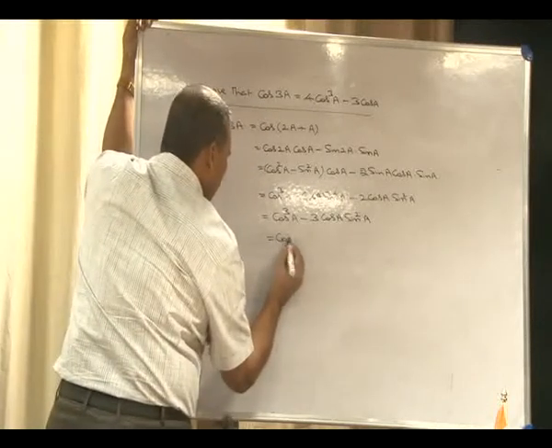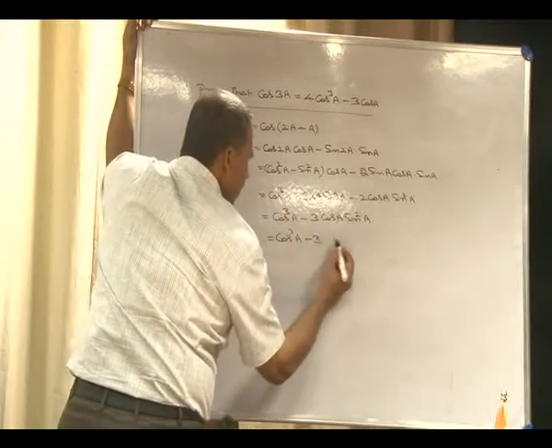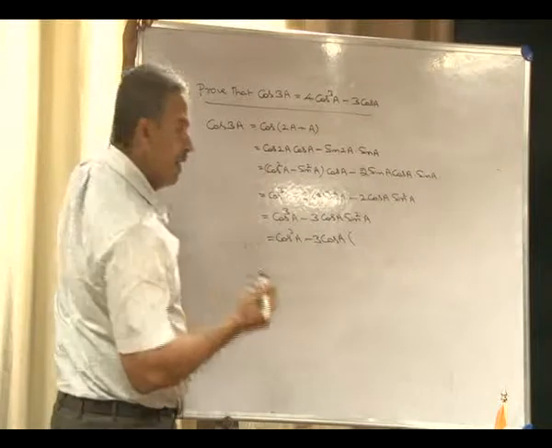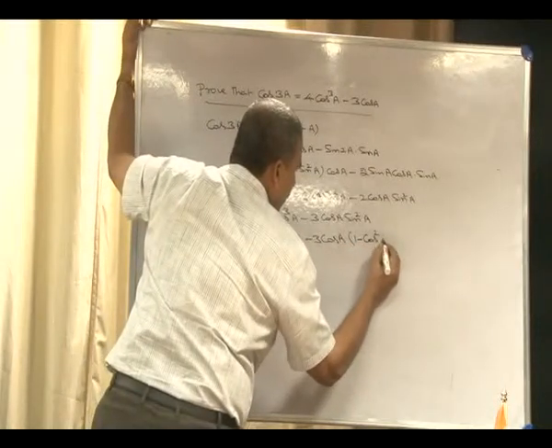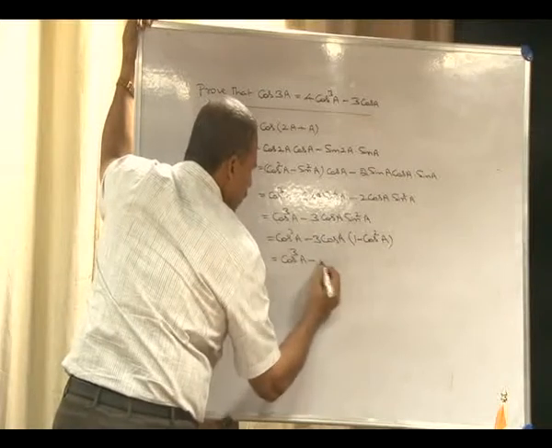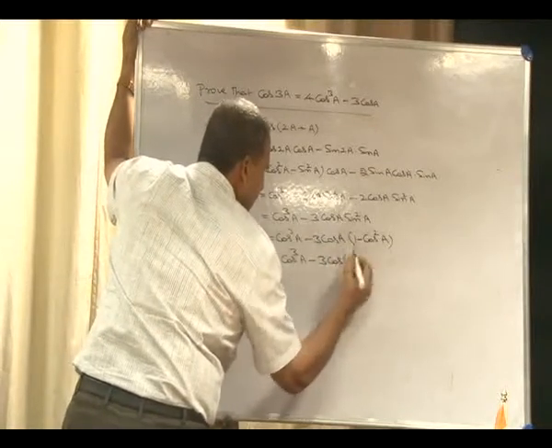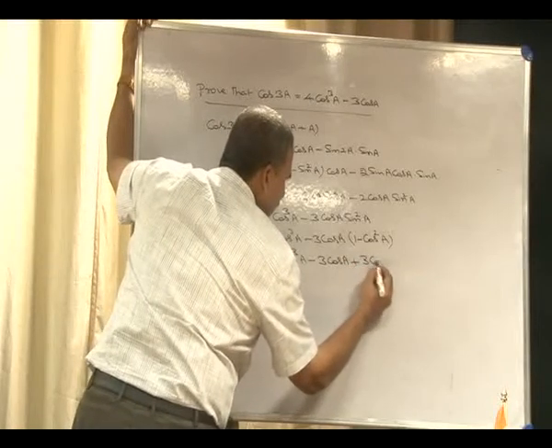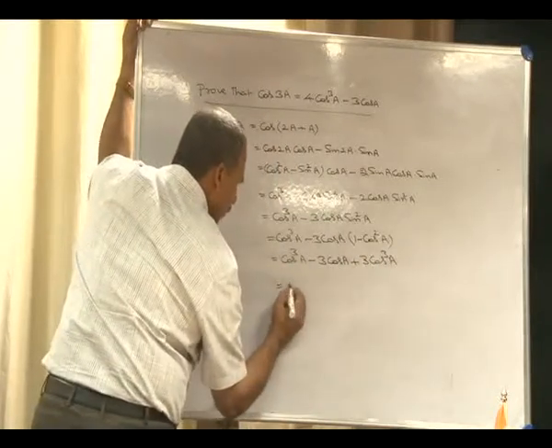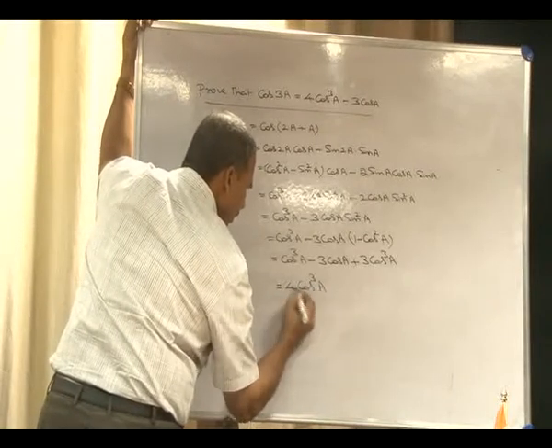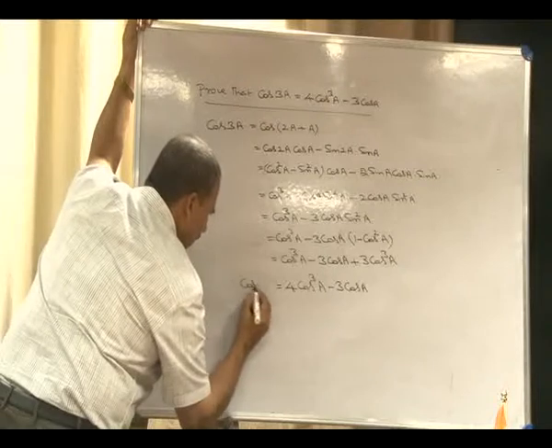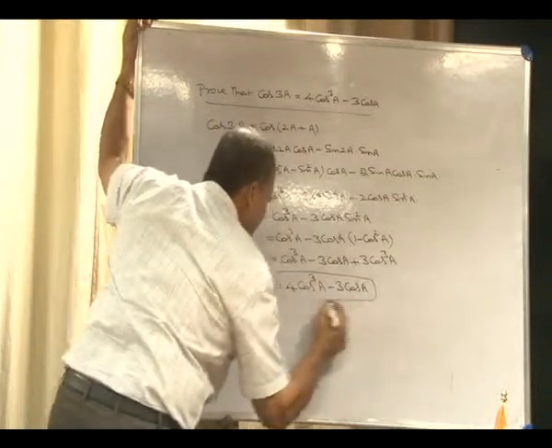That is equal to cos cube A minus 3 cos A into, here in place of sin square A substitute 1 minus cos square A. That is equal to cos cube A minus 3 cos A into 1 is 3 cos A. Minus into minus is plus, 3 cos A into cos square A is 3 cos cube A. Cos cube A plus 3 cos cube A is 4 cos cube A minus 3 cos A. Therefore, cos 3A is equal to 4 cos cube A minus 3 cos A.